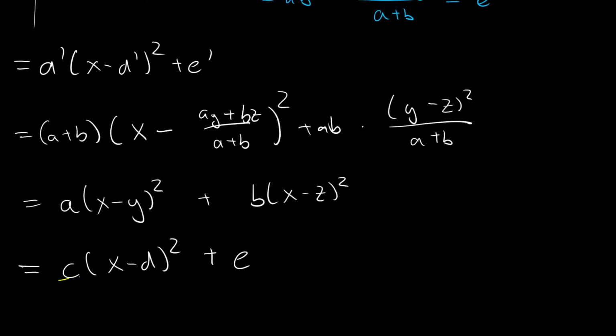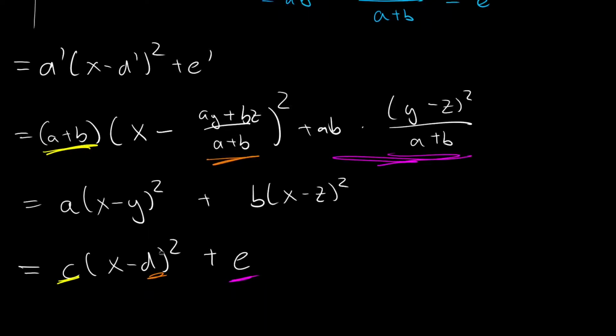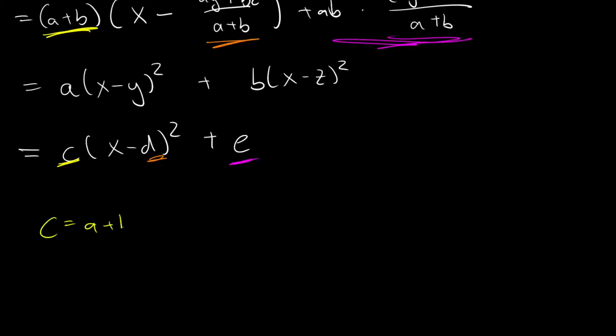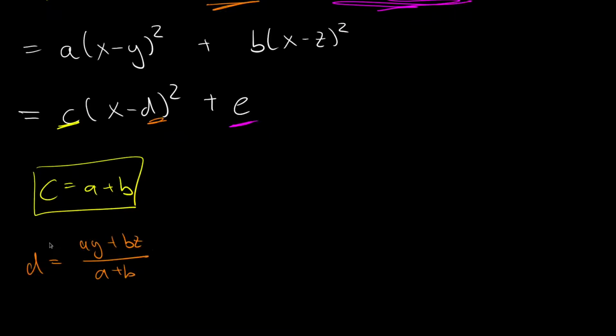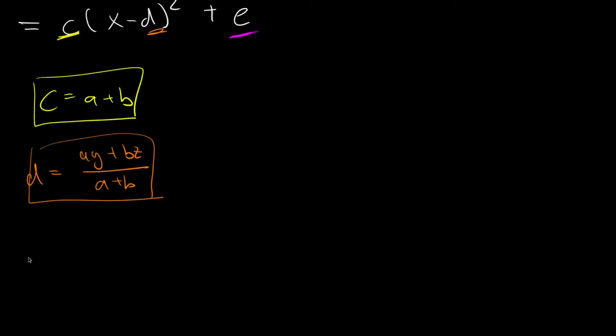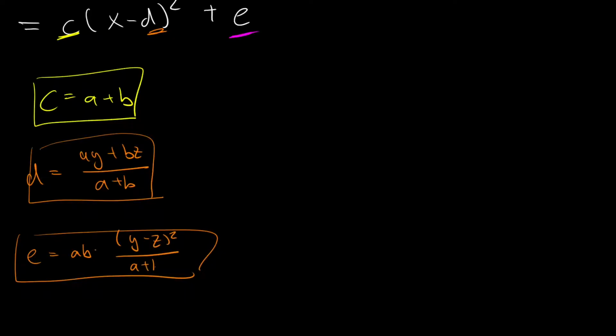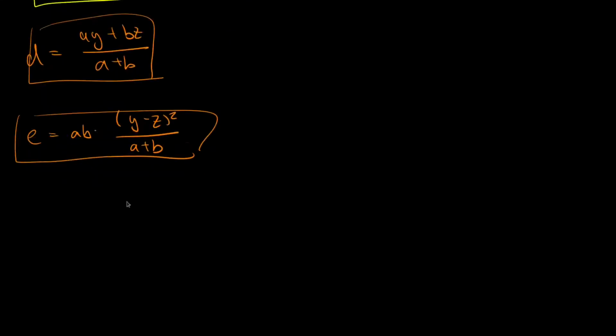And here we see that c is this term, d is this term, and e is this entire term. So let's note this down. C is a plus b, which is our first result. Then we have d is ay plus bz over a plus b. This is our second result. And the last result is ab times y minus z in brackets squared over a plus b. So that was quite tedious, so let us make an example for it.